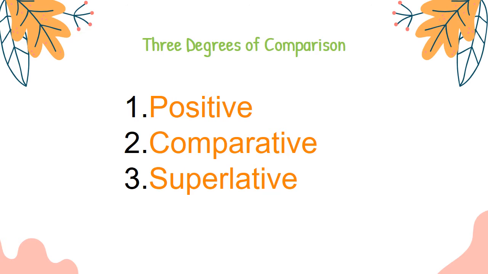So from the previous pictures, we can analyze that when we are comparing things, we can classify it into three types of degrees of comparison. The first one is positive degree, the second one comparative degree, and the third one is superlative degree.